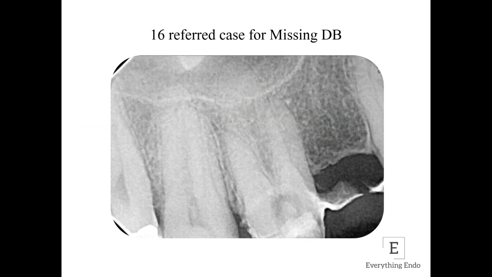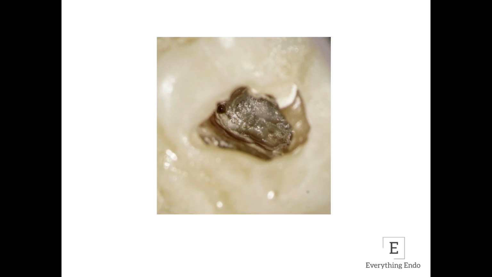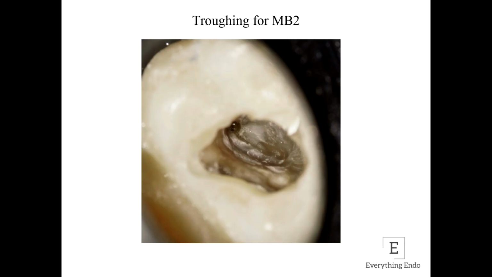So here's a case that was referred to me for inability to locate a distobuccal canal. So we managed to find the distobuccal canal, which is a little behind the perforation that was accidentally made. And coming back to the topic of our interest, the MB2. So this was the clinical scenario on the mesial aspect of the tooth. The floor was a little gouged, showing no evidence of the MB2 canal. So as always, I troughed down, hoping to find the MB2 canal, and I still couldn't find any evidence of the MB2 canal.